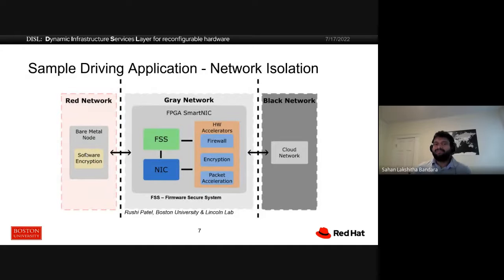Let's look at a couple of examples. This shows a network isolation scenario where the FPGA sits between the non-secure and the secure domains and provides different accelerators such as firewalls, custom encryption engines, etc., to enable increased protection for communication.